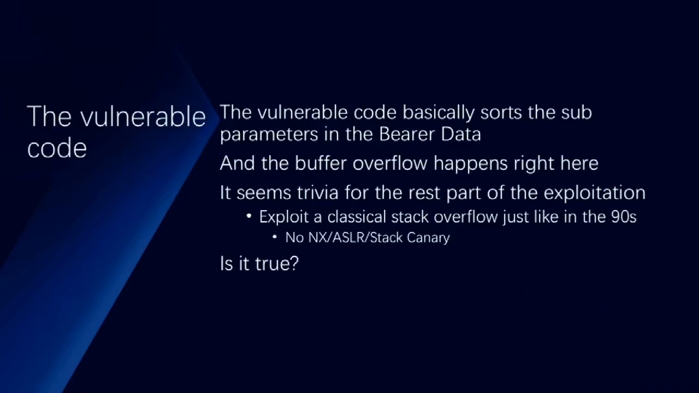So the basic function of that vulnerable code is to sort the subparameters inside the bearer data. It sorts the subparameters by their subparameter ID from small to big, and that is where the buffer overflow happens. It looks trivial to exploit, since there is no ASLR in the baseband and no stack canary. It looks like a very classical stack overflow exploit, like in the 90s, smashing the stack for fun and profit. Looks like a very easy task. So is it true?